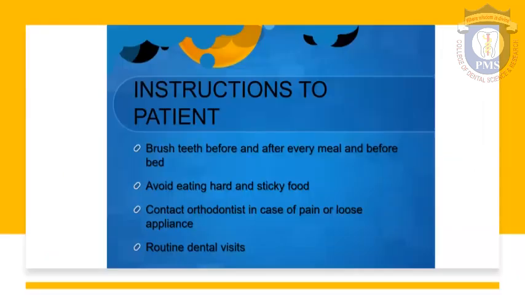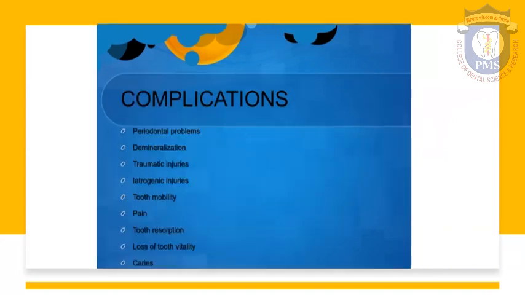Now, once we finish with all these, we have to give instructions to the patient. That is after doing the fixed orthodontic appliance system, the last thing we have to do before leaving the patient is give instructions. So, what all instructions will we give? First, they have to brush teeth before and after every meal and before bed. They have to avoid eating hard and sticky food, and contact the orthodontist in case of pain or loose appliances. And regular visits are required.